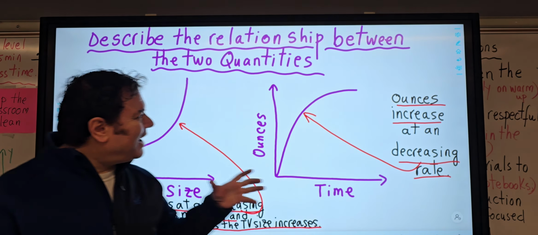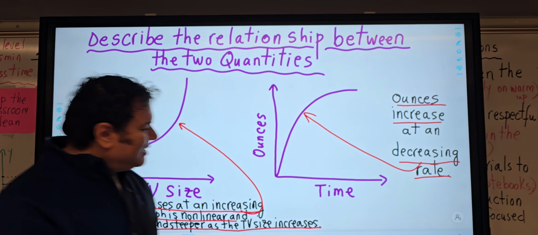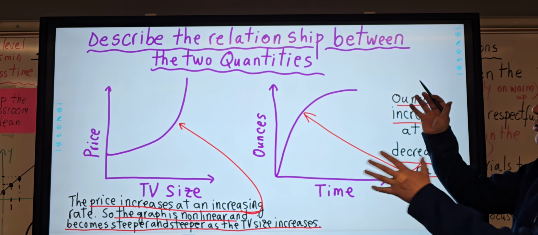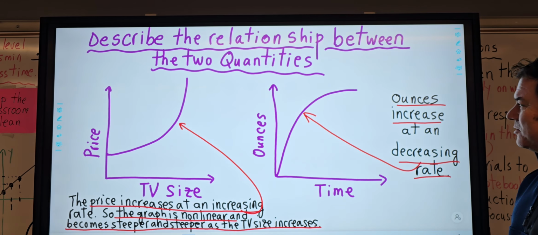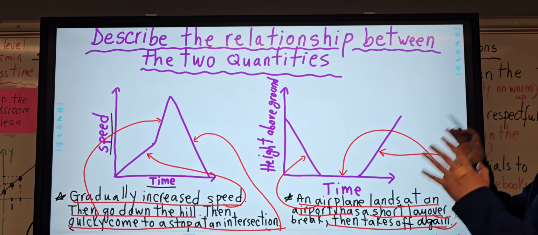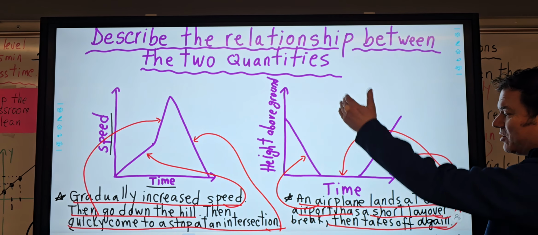I hope you had some fun watching and interpreting these graphs when we have just two quantities. Here we have the ounces and time, price and TV size, and again speed and time, and height above the ground and time.